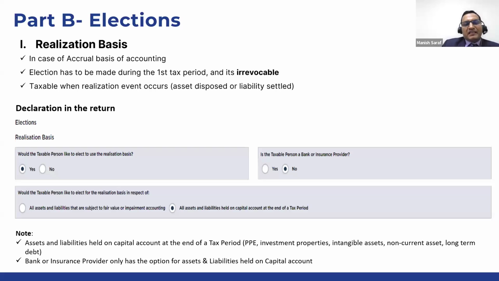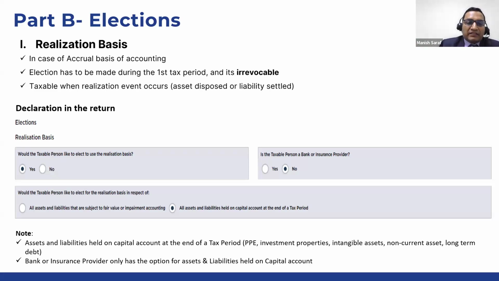So the realization basis is applicable when you have an accrual basis of accounting. The tax authority in the UAE doesn't want to tax you on a gain which you have not realized, that means you have not encashed it. So maybe you have a property whose net book value is say 1 million, but the market value of the property has changed to 1.2 million. So there is a 200,000 gain as per the market value, but you have not sold that property. So that 200,000 gain is just a book gain. You have not realized it, so you are not going to be taxed on that gain.